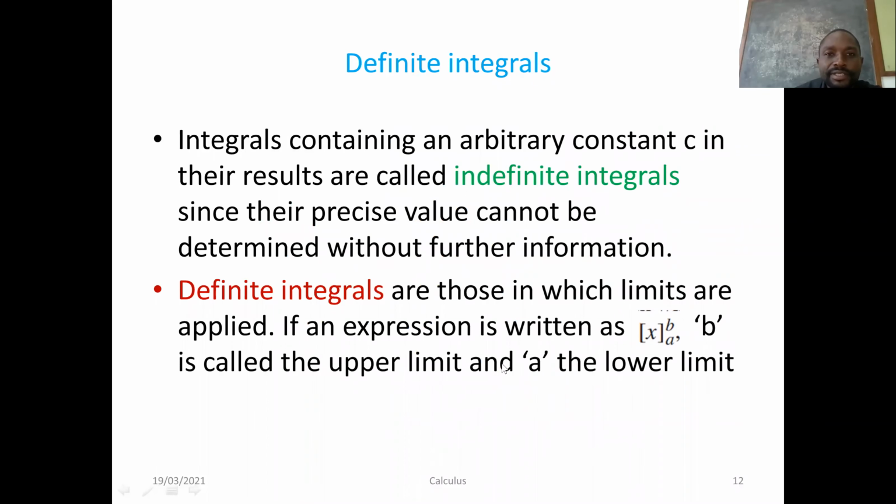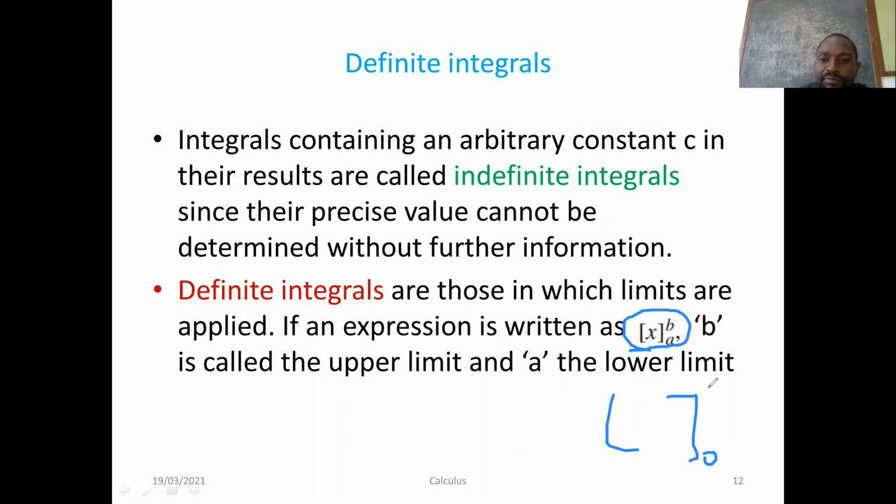Next, let's look at definite integrals. Integrals containing an arbitrary constant c in their results are sometimes called indefinite integrals because they do not have a precise value that can be determined. Now, when we talk of definite integrals, these are integrals whose limits are known. It can have a limit of, say, 0 to 4, 0 to pi, 0 to 2 pi. We normally write this expression in this format, where we use curly brackets.